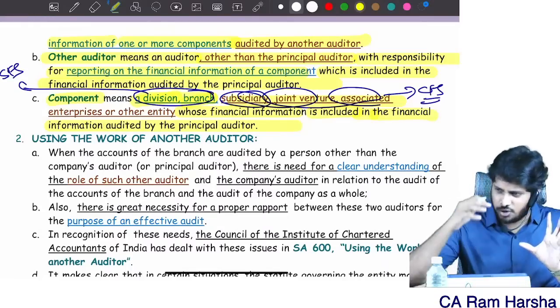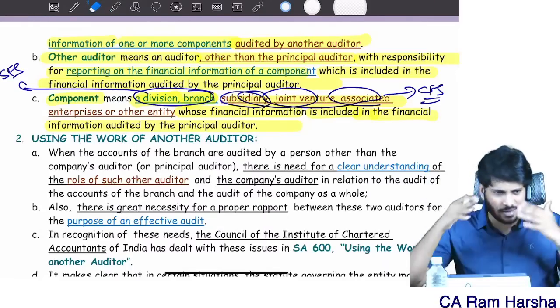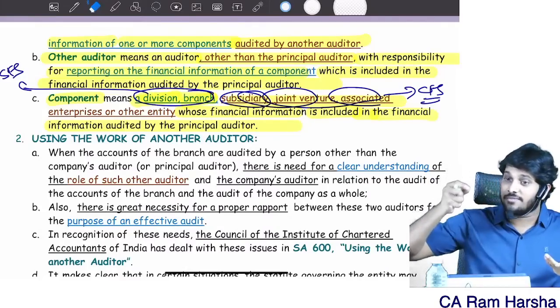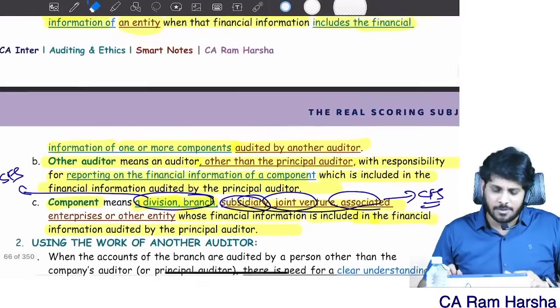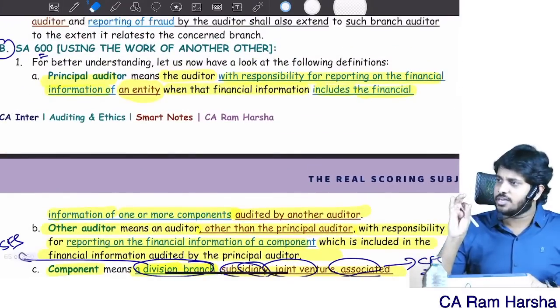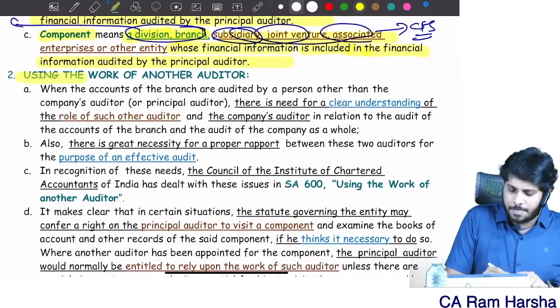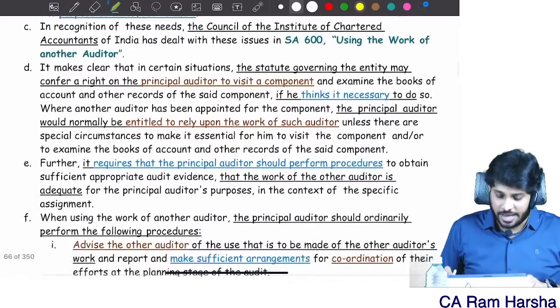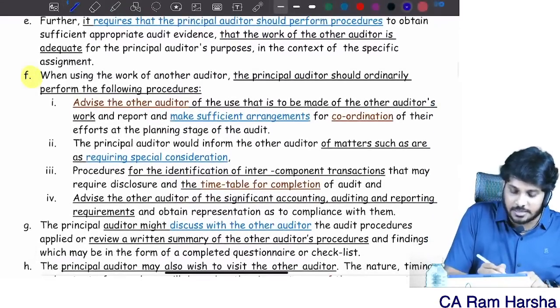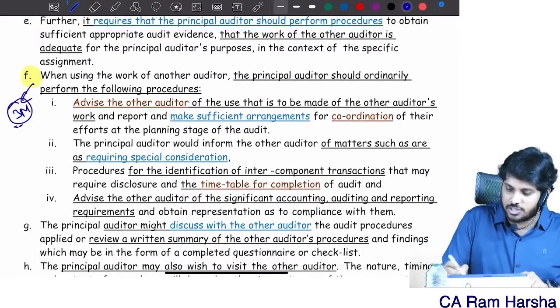Understood? If you read without understanding anything, you will never remember. So these are the definitions which are drafted, branch accounts. Now tell me, okay, fine, principal auditor, other auditor, branch, all that we understood. What is using the work of another auditor? Inside that, the F point is important. This itself can be asked as a 3 marks question.